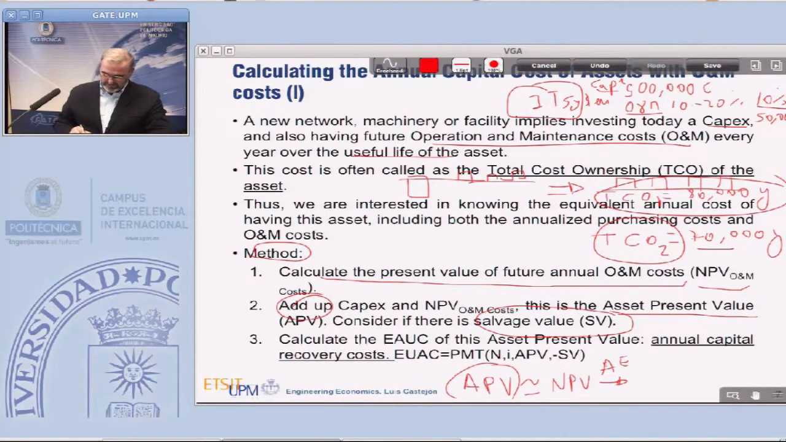The concept is similar. We have the payment of n years, the interest rate i, the present value, in that case the adjusted present value, and if we have a salvage value, minus the salvage value, because the capex and the operation and maintenance costs we are considering as positive, even being outlays. The salvage value is treated as an inflow, but we are using the inverse sign for inflows, so minus. And then this formula will be the annual equivalent cost for this system.